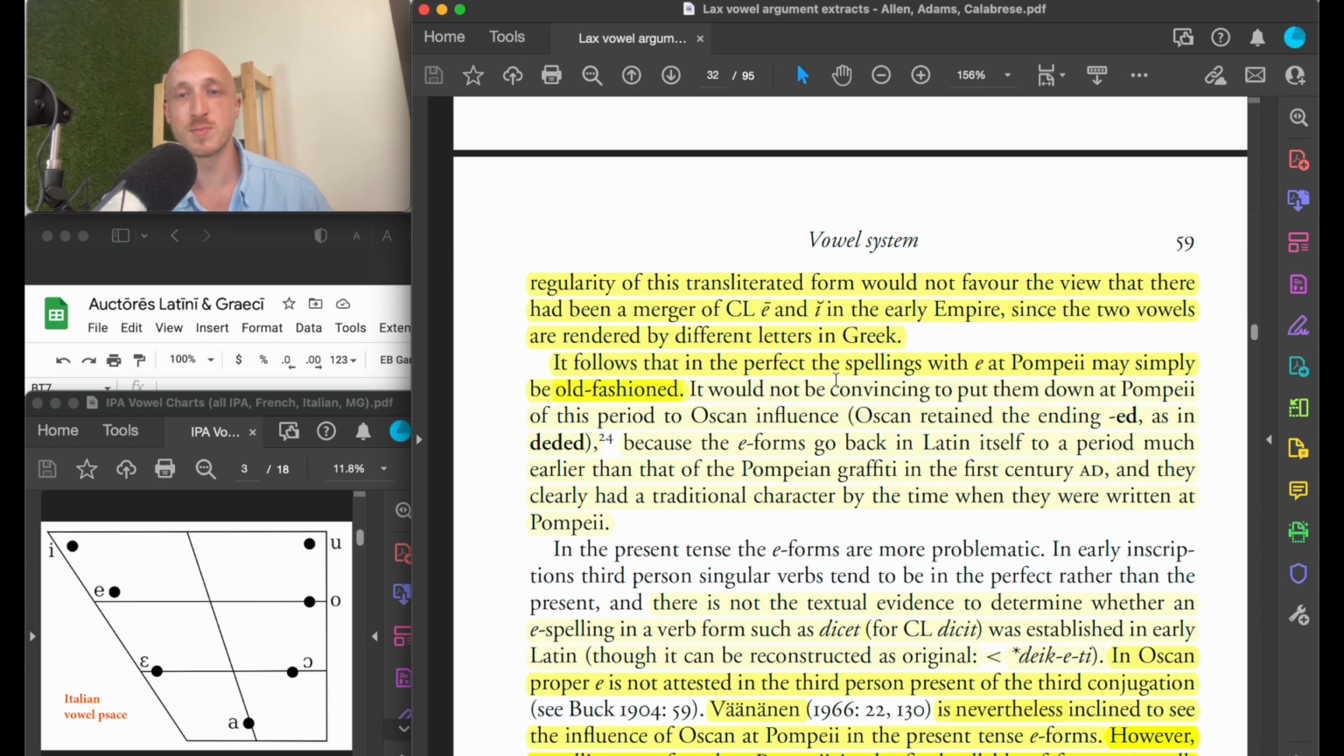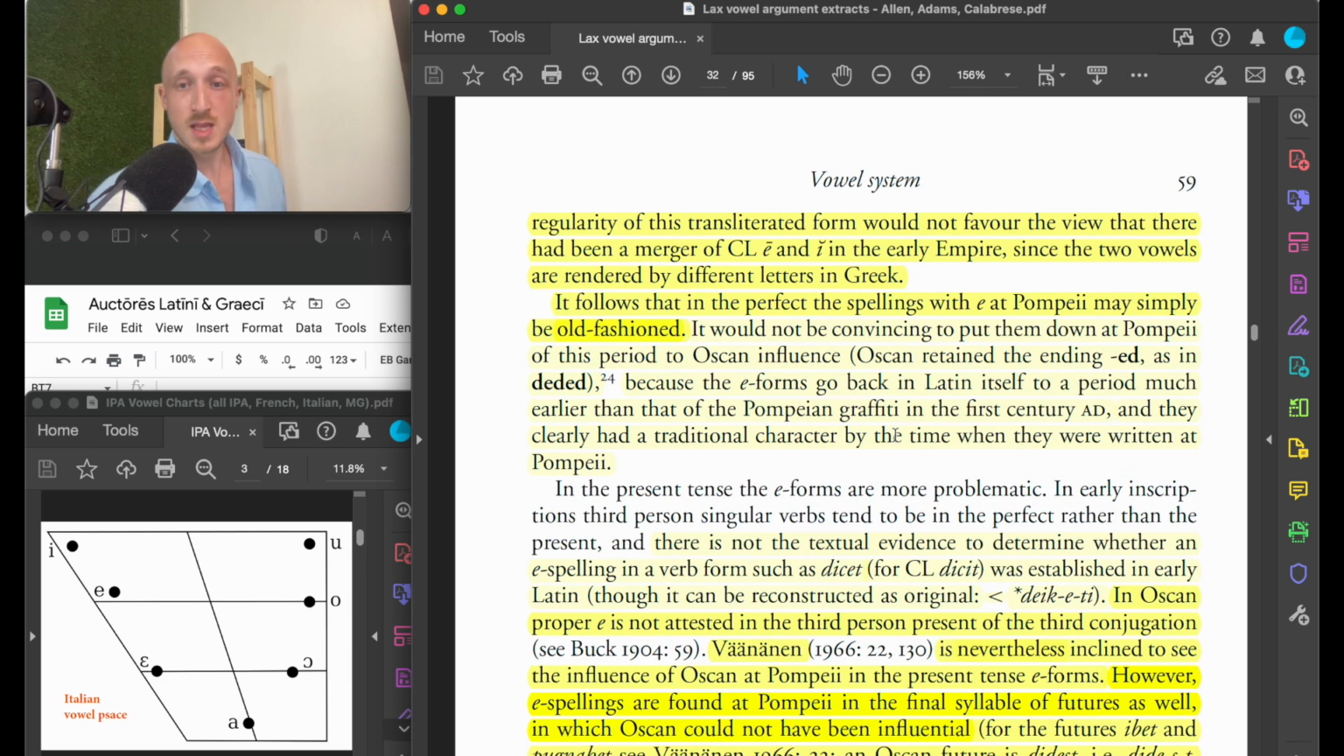It follows that in the perfect, the spellings with e at Pompeii may simply be old-fashioned. It would not be convincing to put them down at Pompeii of this period to Oscan influence. Oscan retained the ending -ed, as in deded, for dedit in classical Latin, because the e forms go back in Latin itself to a period much earlier than that of the Pompeian graffiti in the 1st century AD. And they clearly had a traditional character by the time when they were written at Pompeii.